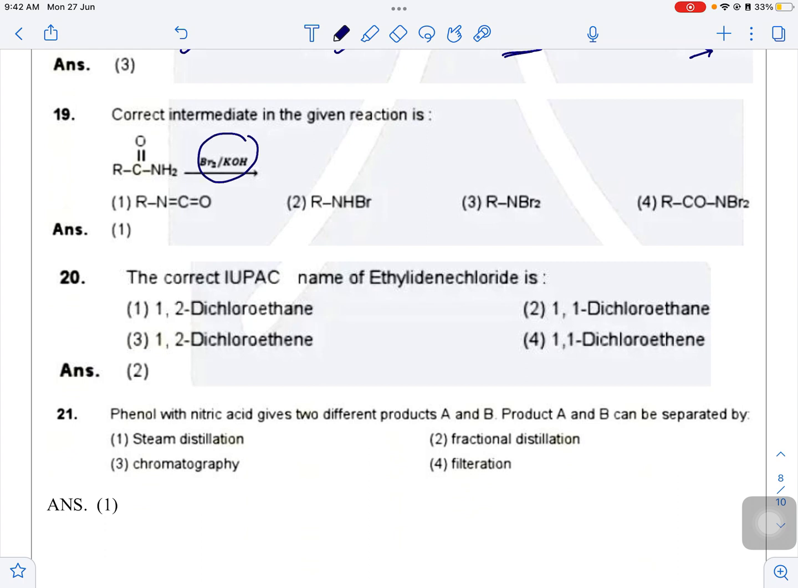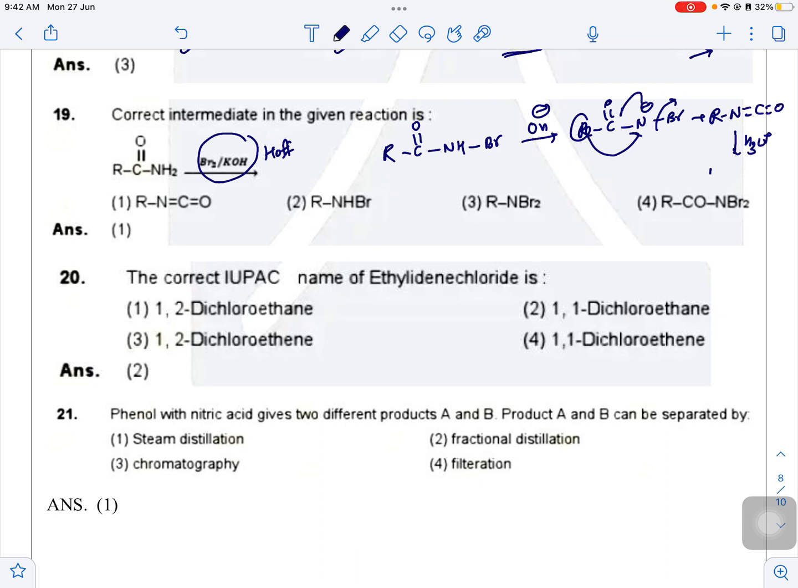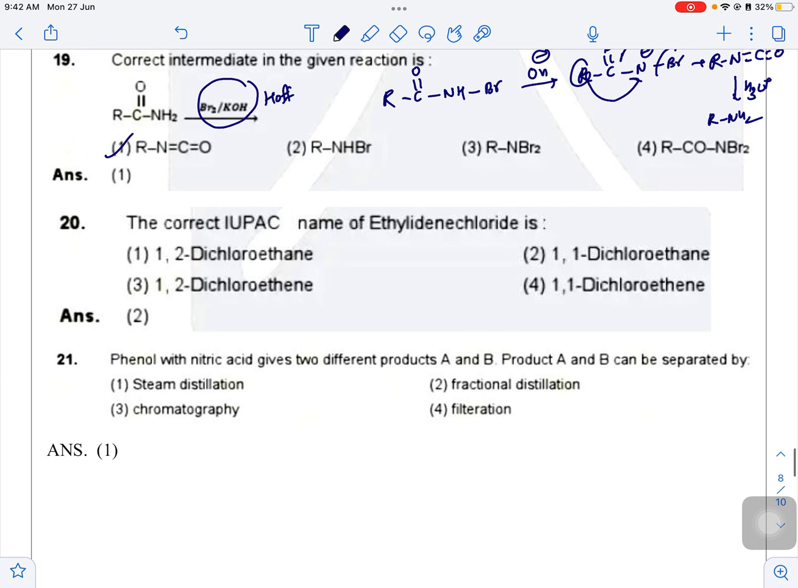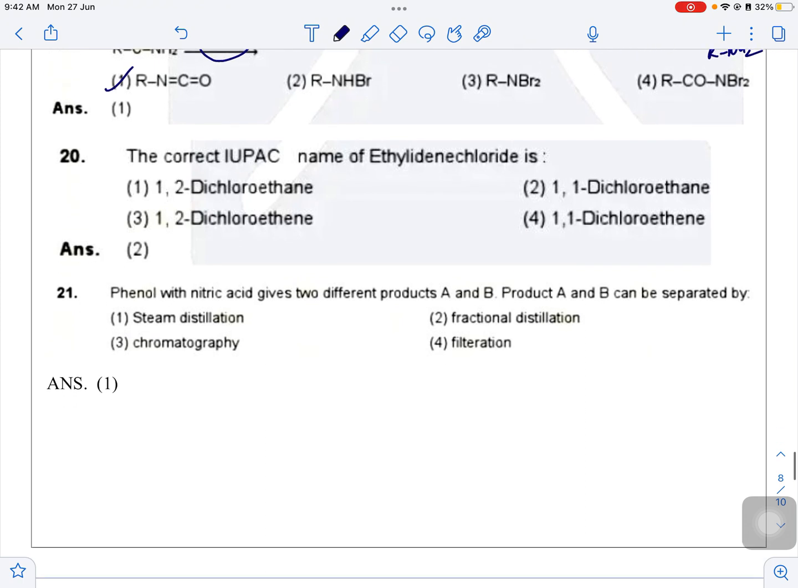Identify the correct intermediate in the given reaction. Amide is reacted with Br2 and KOH. This reaction is the Hofmann bromamide reaction. In the first step, hydrogen of the amide is removed, which reacts with bromine to give an intermediate compound, which further loses H+ to base, forming RC=O, N-Br with a negative charge. This undergoes rearrangement to give isocyanate. This isocyanate on further hydrolysis forms amine. So isocyanate is formed as the intermediate in the Hofmann bromamide reaction.